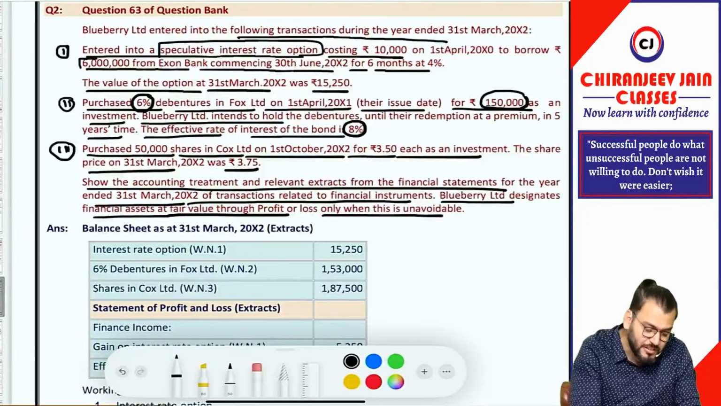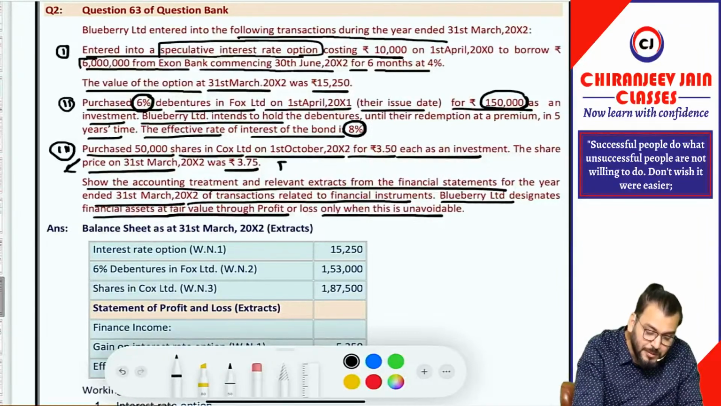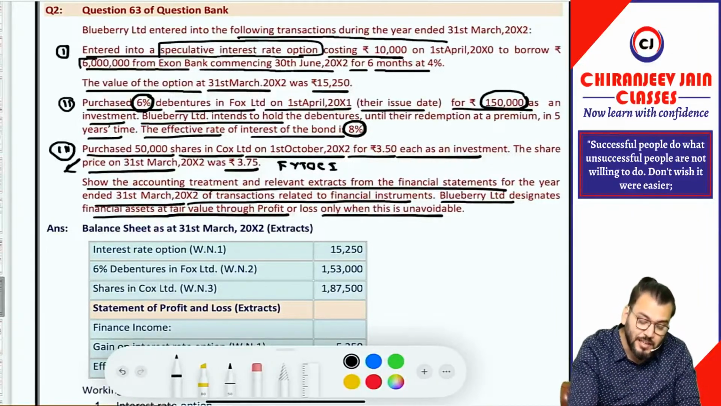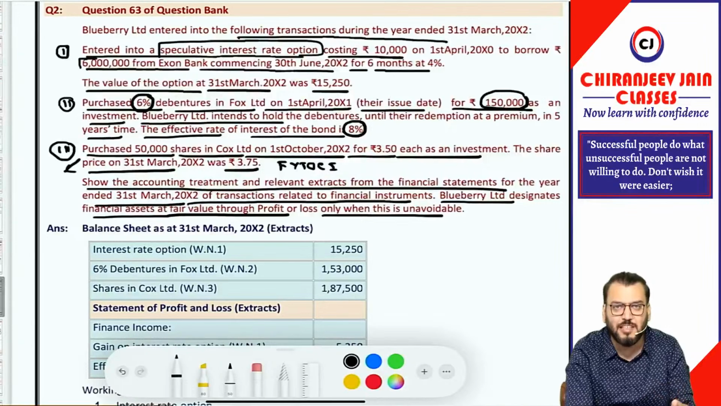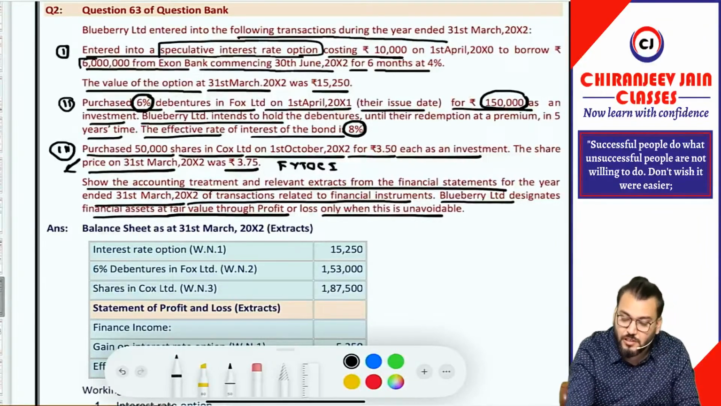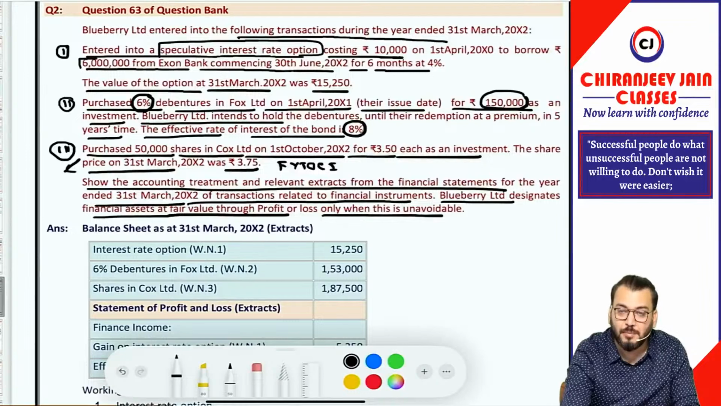So can I say for this we need to apply FVTOCI? I hope you have understood. This will be without recycling. The first journal entry will be: financial asset account debit, bank credit, at rupees 3.5, that is 50,000 into 3.5. How much? 50,000 into 3.5 is equal to 1,75,000.